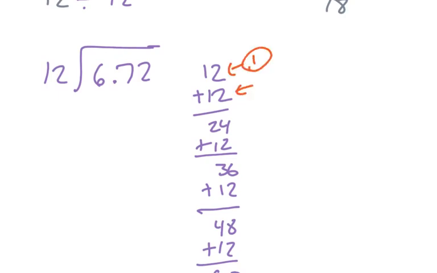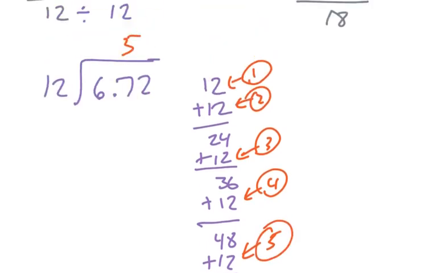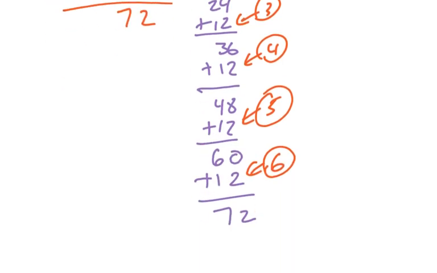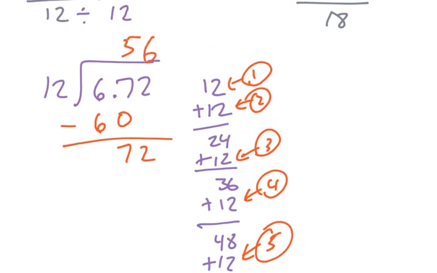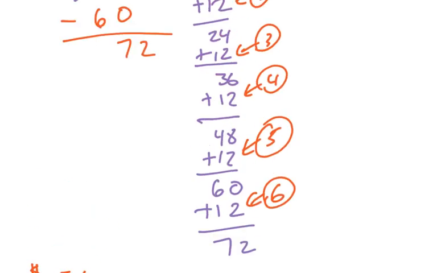So let's see here. We've added 12: 1, 2, 3, 4, 5. We went bust at 6. So we've done this 5 times, so this goes in 5 times. This gives me 60, and this becomes 72. We know 72 is 6 from here. This is why I like this method. So we end up getting 0.56, which means it costs 56 cents per 1 ounce, right? 56 cents per 1 ounce.